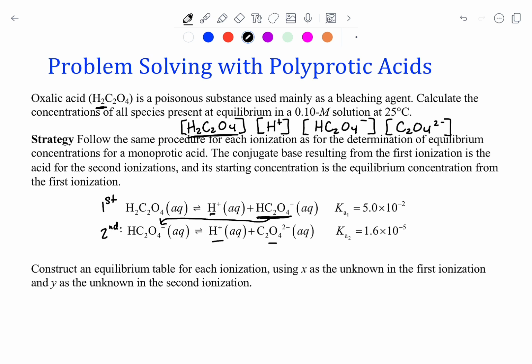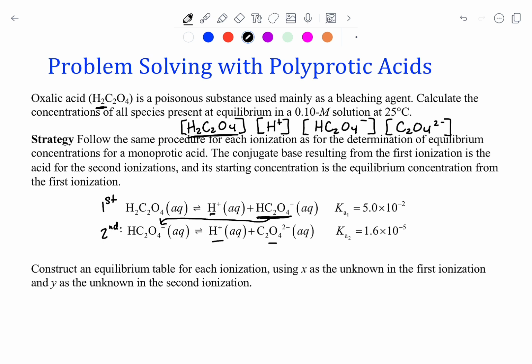For these problems, I do strongly suggest just ignoring water because then it's just another column in your ice table that is just not needed. We know it's not going to contribute to anything in the problem itself. So if you just ignore it, it becomes a lot easier to see what we have to do for these problems. So the next thing that we want to do is construct an equilibrium table for each of those ionizations.